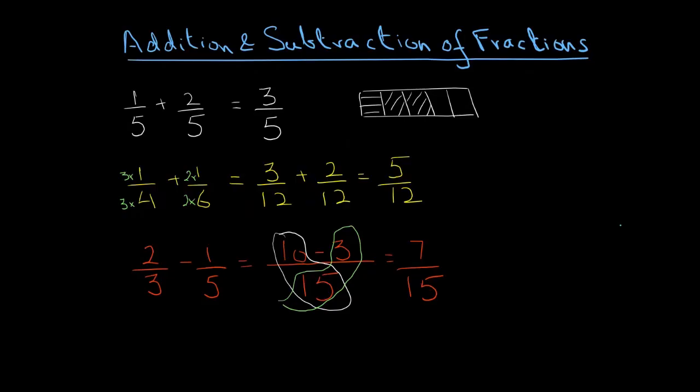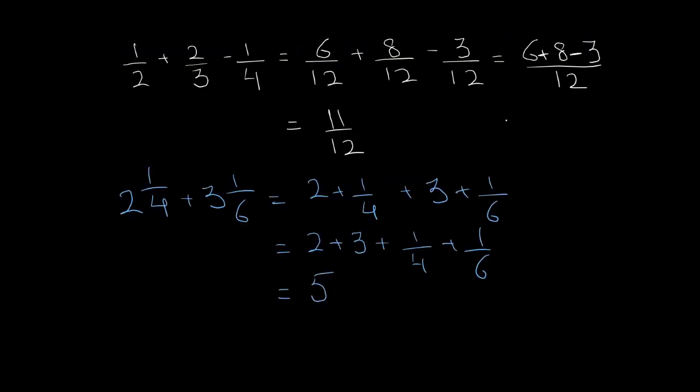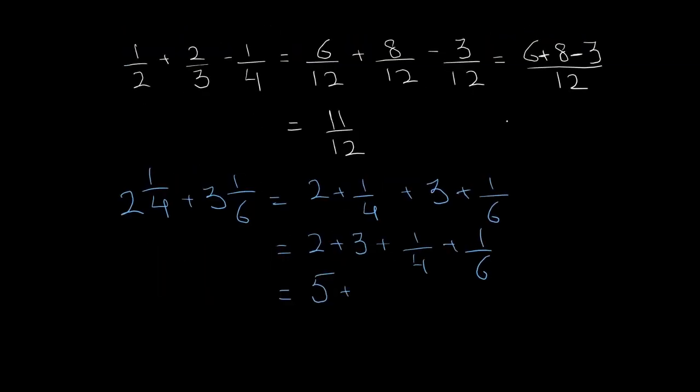Let's just check. 1 over 4 plus 1 over 6 is 5 over 12. So it's just 5 over 12. So this just turns out to be equal to 5 whole 5 over 12. And that's the answer. Okay. Similarly, we can have another problem involving subtraction. So let's do a problem involving subtraction.